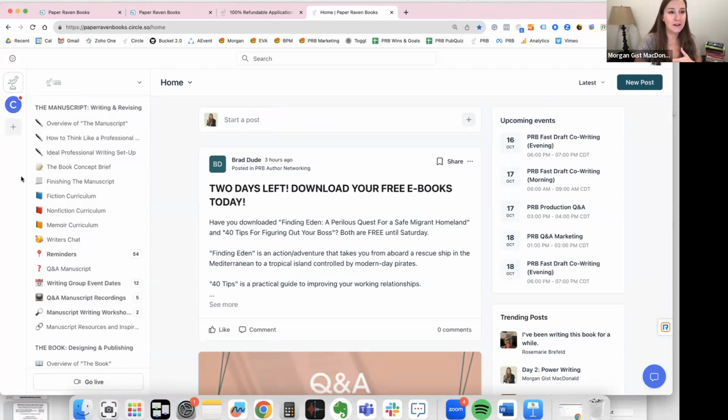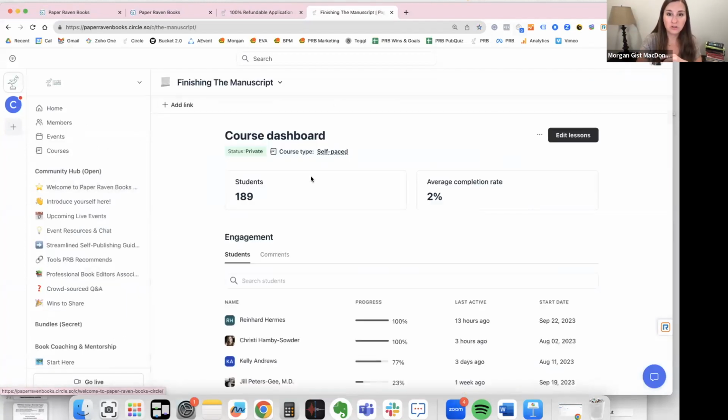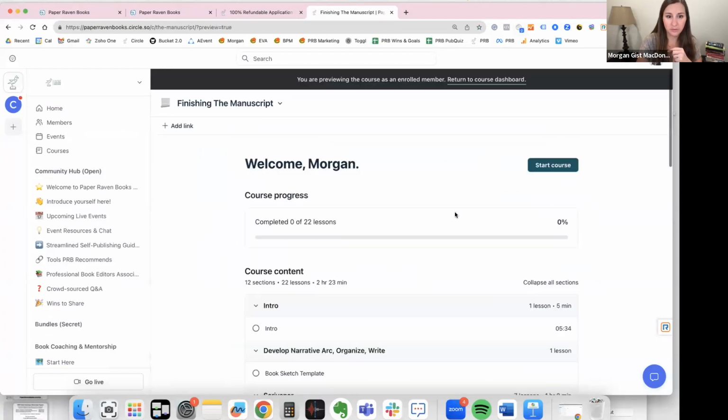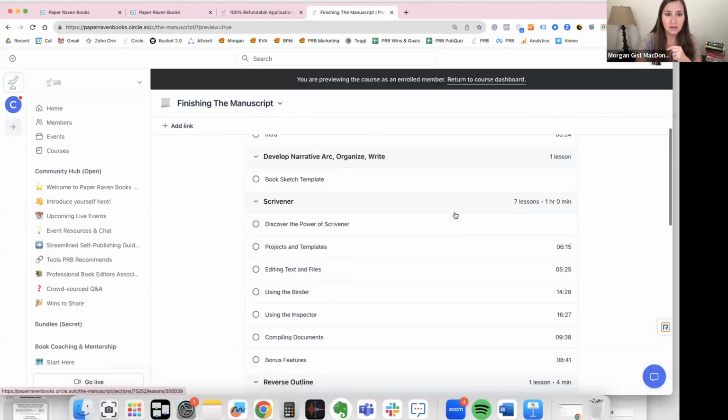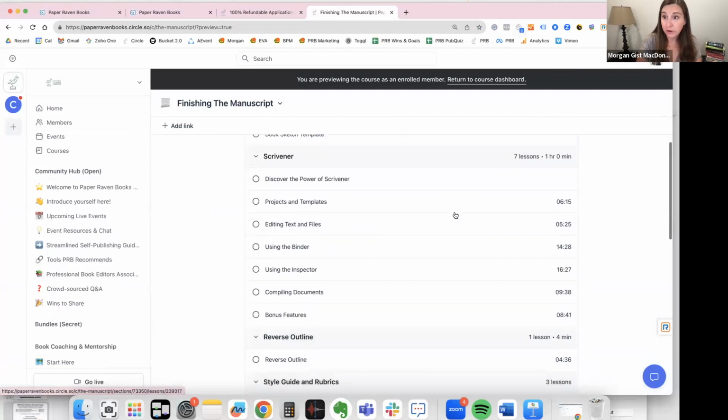We have whole sections on fiction curriculum, nonfiction curriculum, memoir curriculum, and different subsections within those. We have our finishing the manuscript section, with all the things we want to make sure are complete in the manuscript. This is the admin view, so let me just try to view it from here. How you might use Scrivener, for instance.